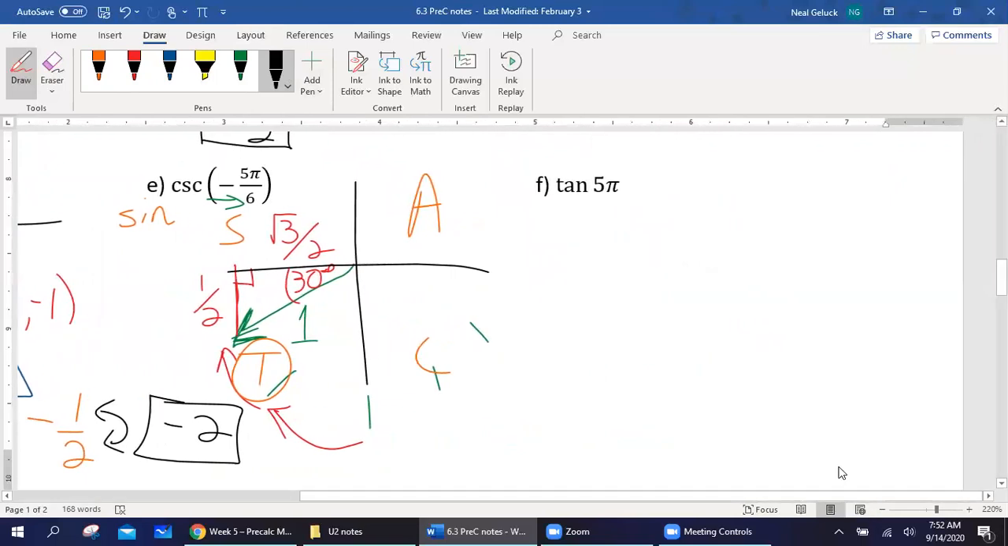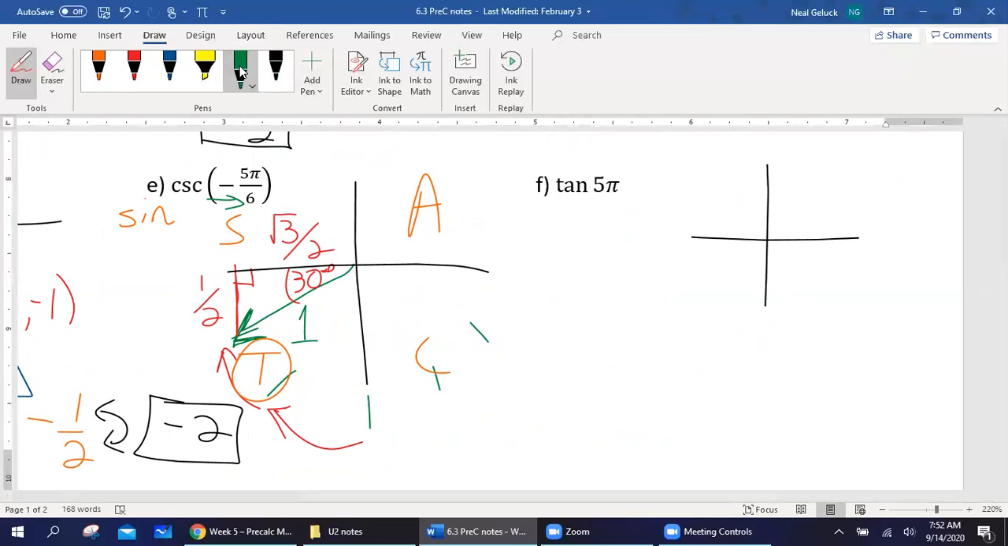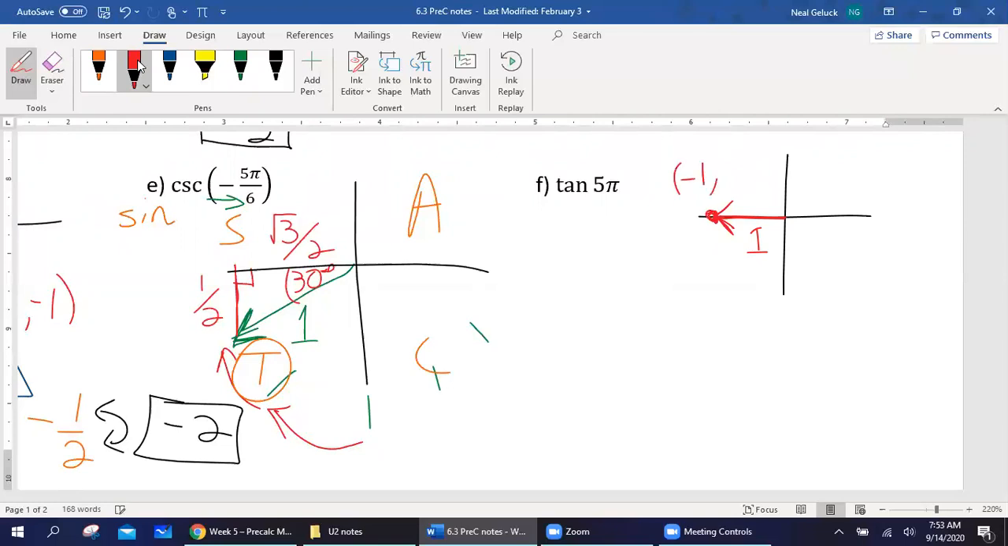For letter F, 5 pi. So again, figure out where 5 pi lands. Well, every 1 pi is 180. So 1 pi, I'm rotating 180. 2 pi, 3 pi, 4 pi, 5 pi. So my spinner went around a little bit, but what matters is that it landed on the negative x-axis. Remember, if you land on an axis, things are actually easier. This spinner has a length of 1, so that means the coordinates of this point are -1, 0.